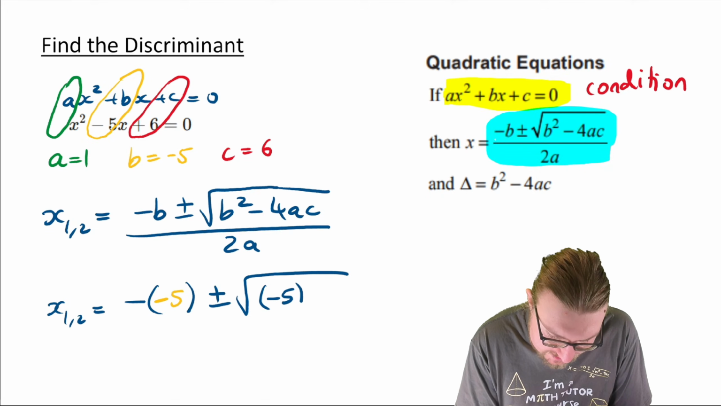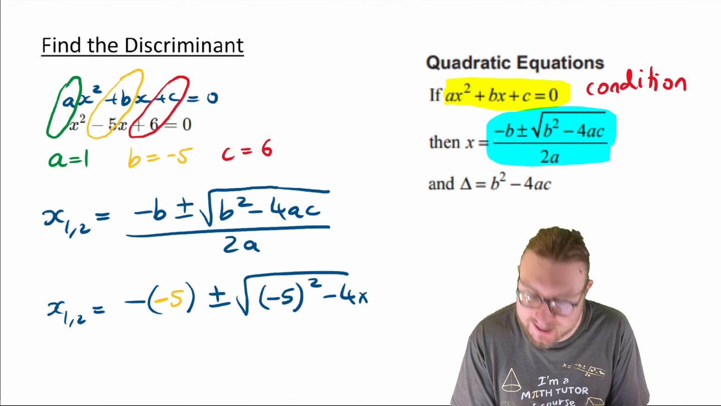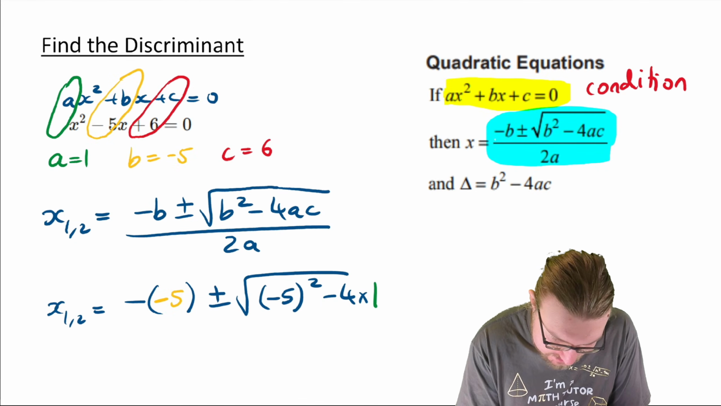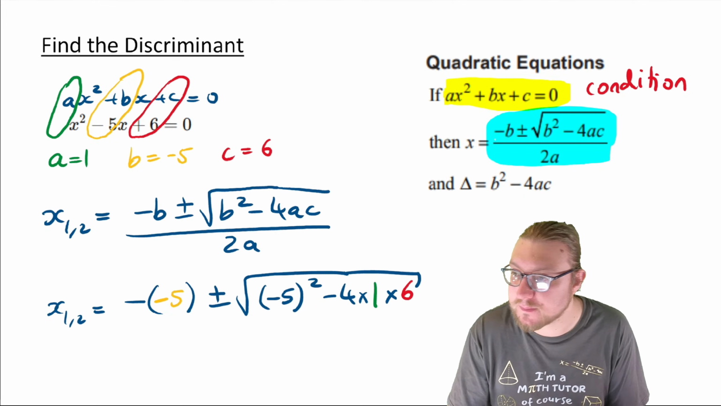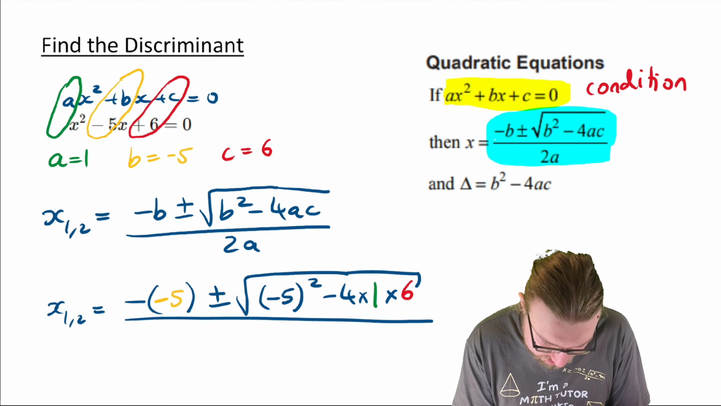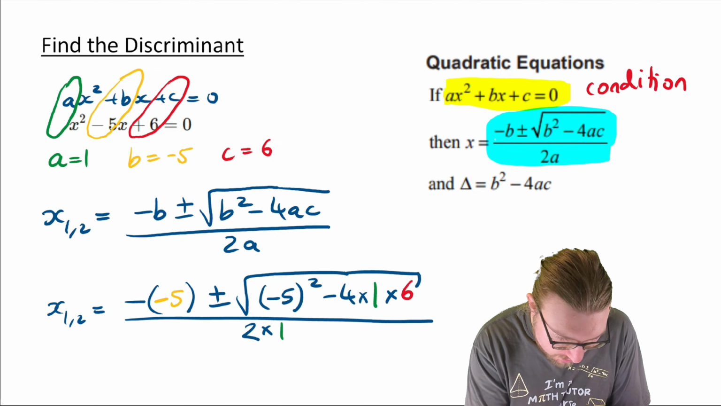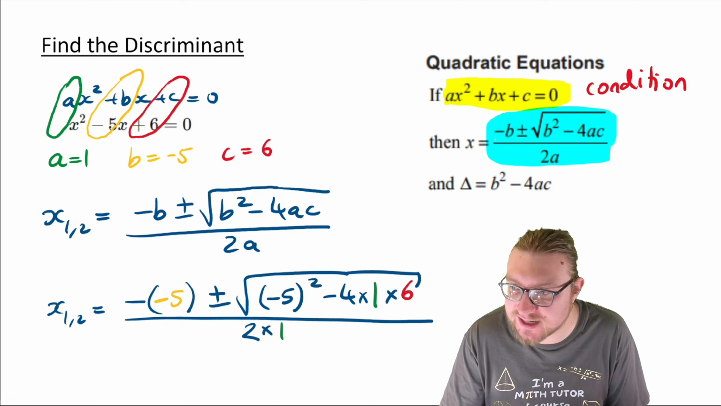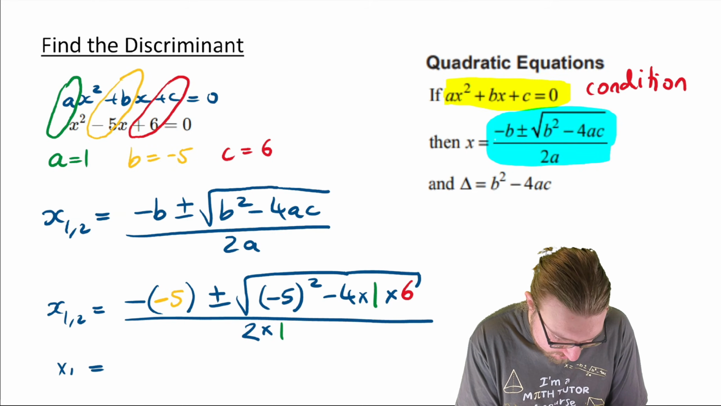So we're going to get minus 5 squared minus 4 times, well, what is a? A was 1, that was green. And then we're going to get multiplied by c, which was 6. And then we can put our square root over the top. There we go. And now we're going to divide by 2a. So 2 times, and a was 1. Now, you can put this in the calculator just like this. And then you get your values x1 or 2.